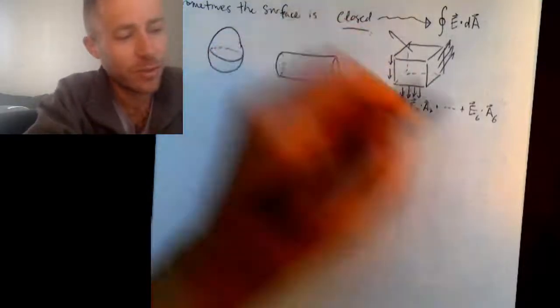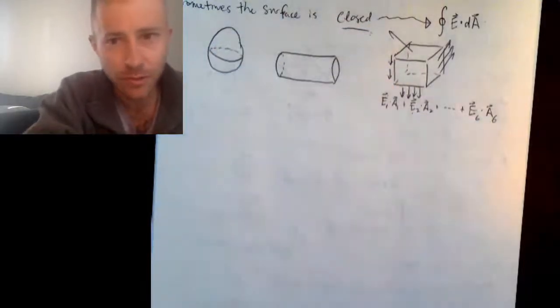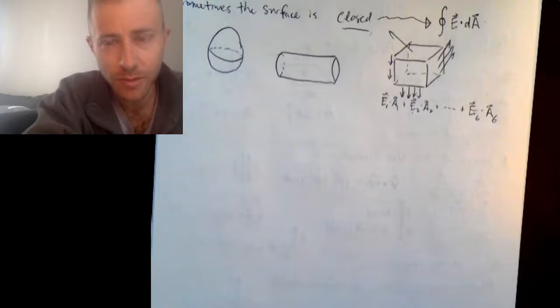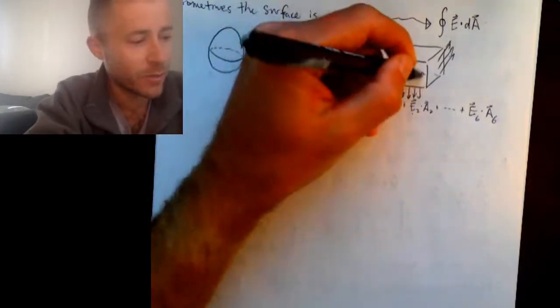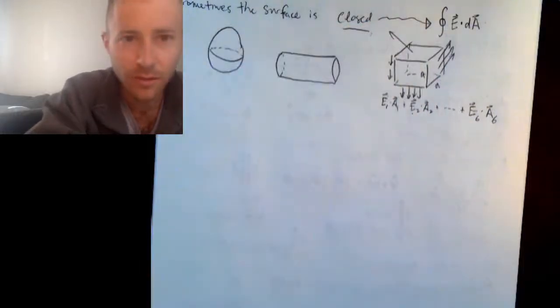Because this is a cube, the magnitude of each of those area vectors is going to be the same. It's going to be just a squared, where a is the side length of the cube.